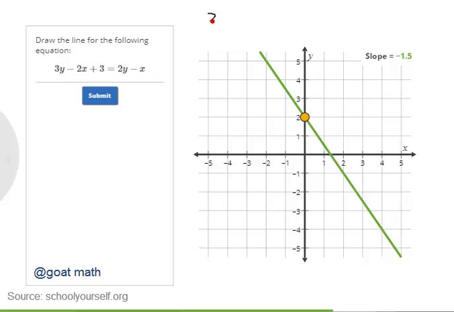Excellent! 3x plus 2y equals 4 is the same thing as y equals negative 3/2 x plus 2. Alright, here's the last one of these. Try graphing the equation 3y minus 2x plus 3 equals 2y minus x. Again, you'll first want to write this in slope-intercept form.